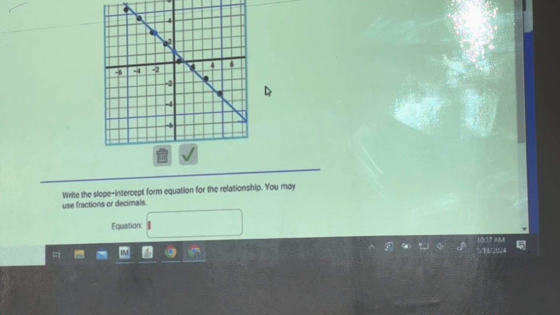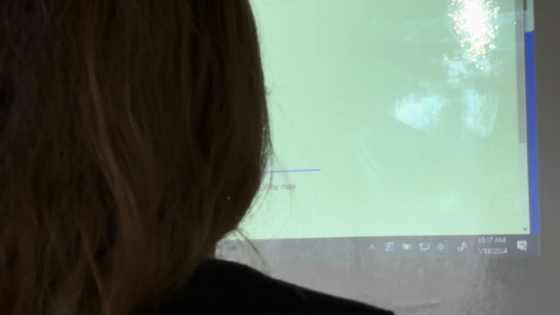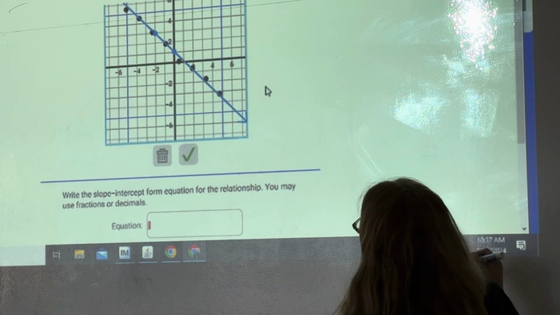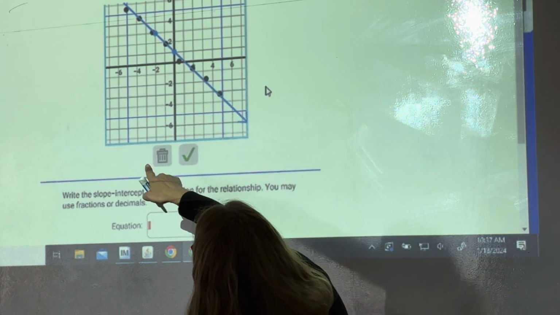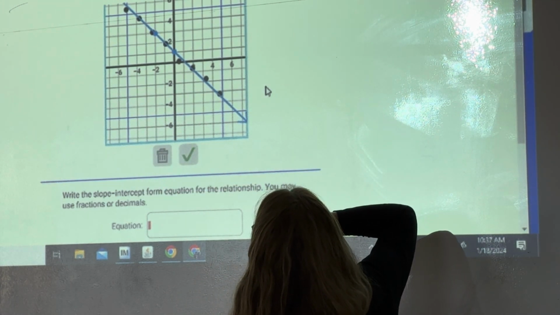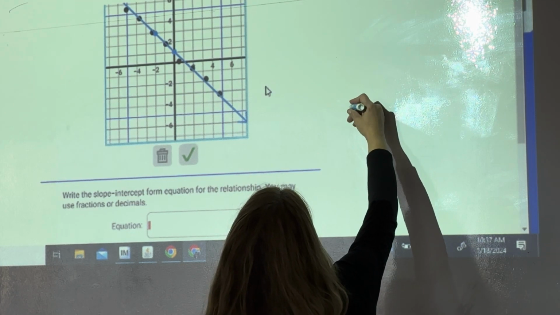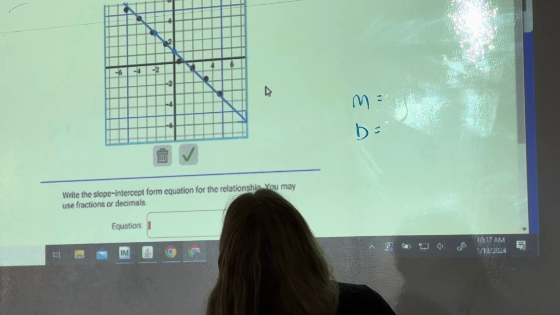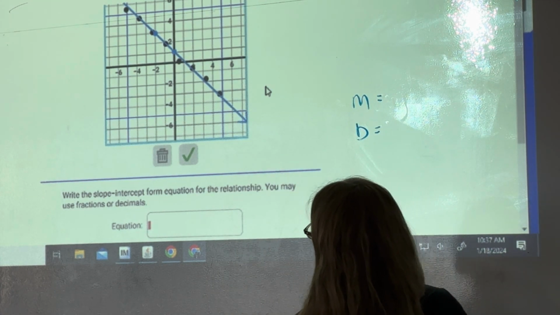And then it wants me to write my equation. To be able to write my equation, I need to find out what my y-intercept and my slope are. And notice I do have a grid up there. They were nice about that to a certain extent. So I have my M and B. What's my B? Where did I put it?